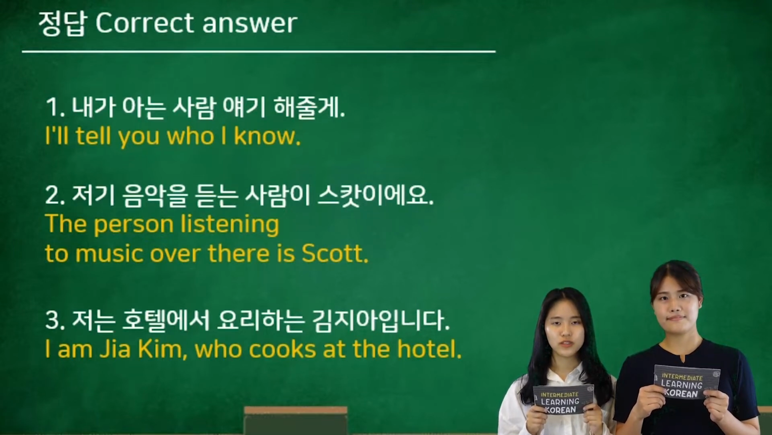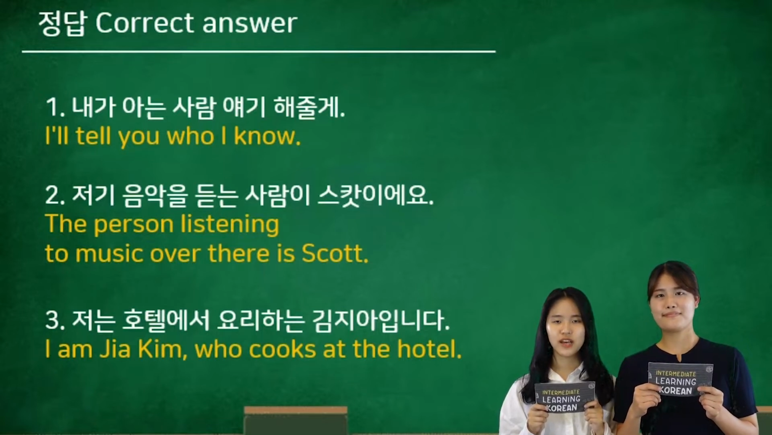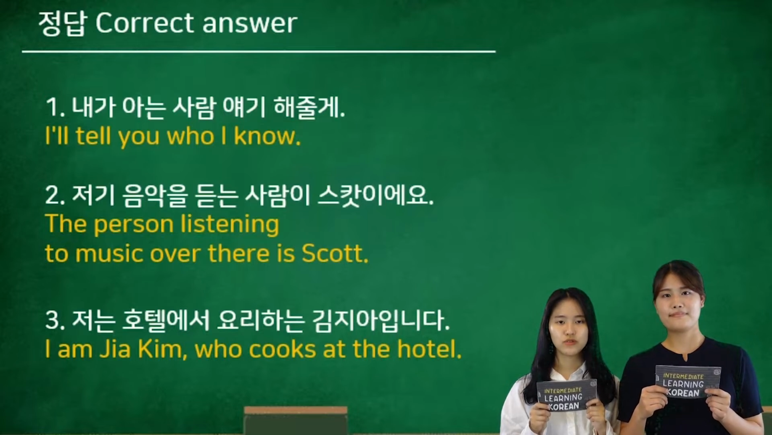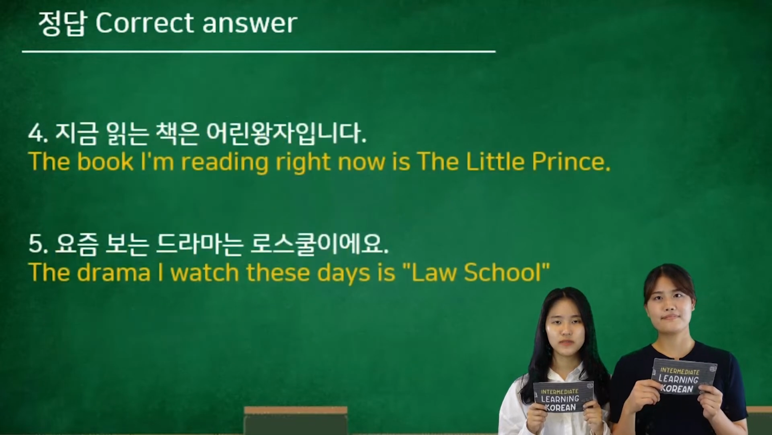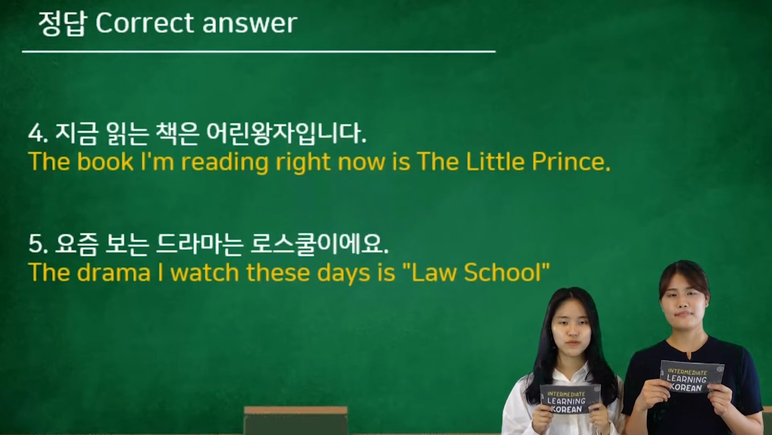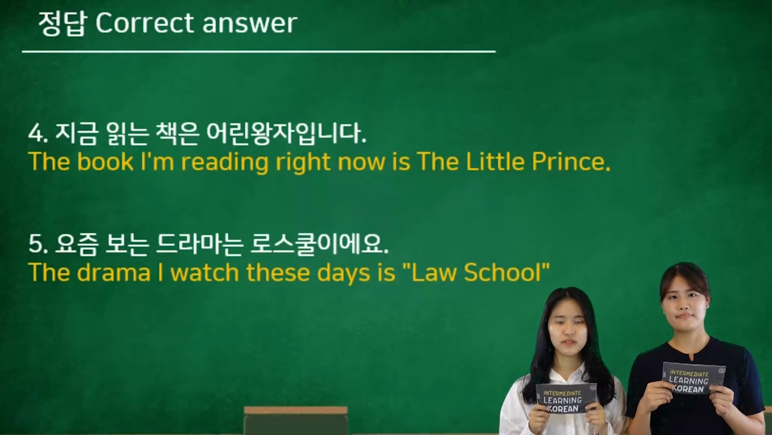Next, 저는 호텔에서 요리하는 김지아입니다. I'm Jia Kim, who cooks at the hotel. Next, 지금 읽는 책은 어린 왕자입니다. It means the book I'm reading now is The Little Prince.